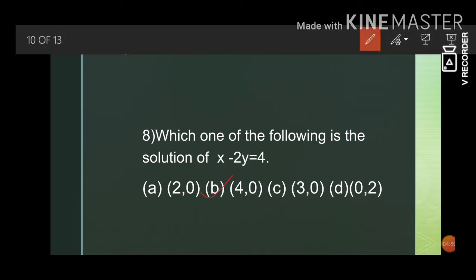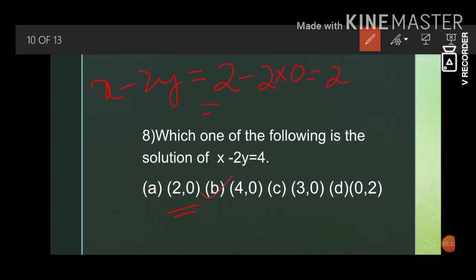Which one of the following is a solution of x minus 2y is equals to 4? So there are options that are given. We will substitute the value of x and y in this equation and see whether the left hand side and the right hand side is equal or not. So we have x minus 2y. First we will substitute 2 comma 0. So in place of x we are going to write 2. In place of y we are going to write 0. So we will get 2.